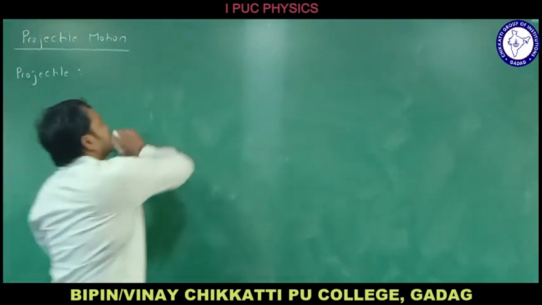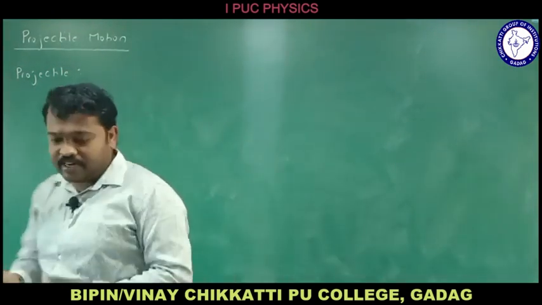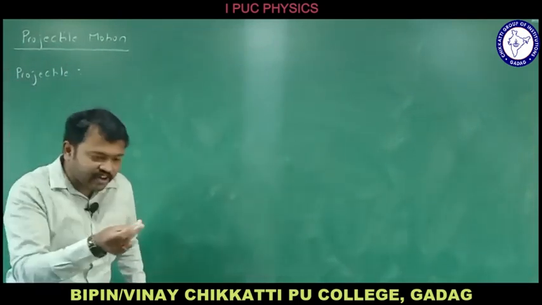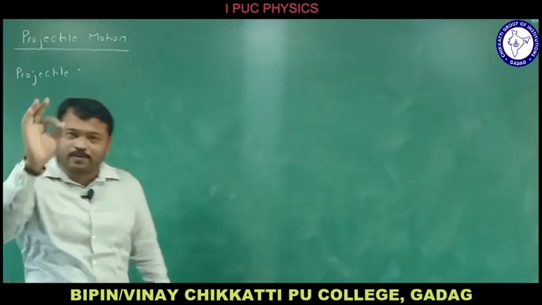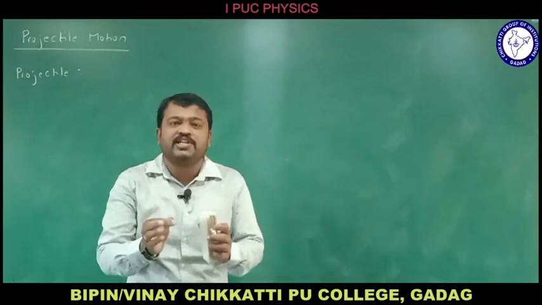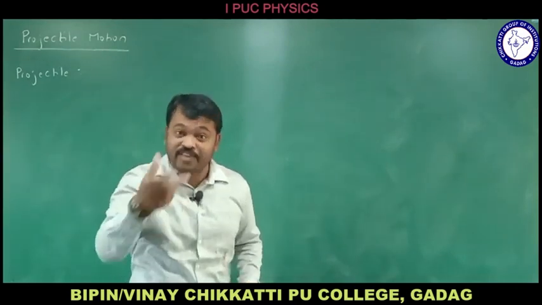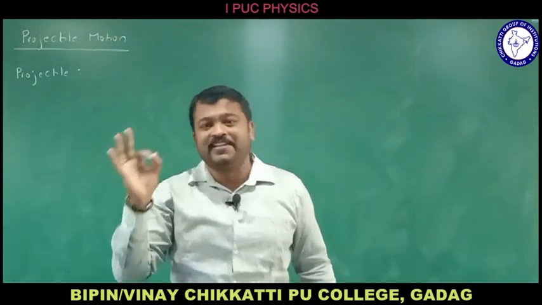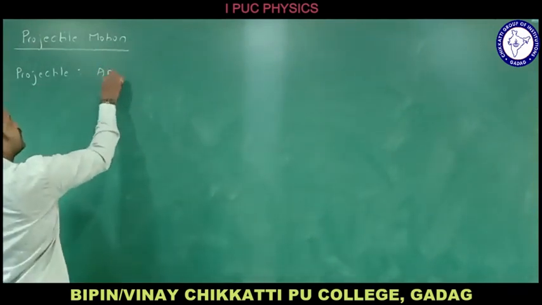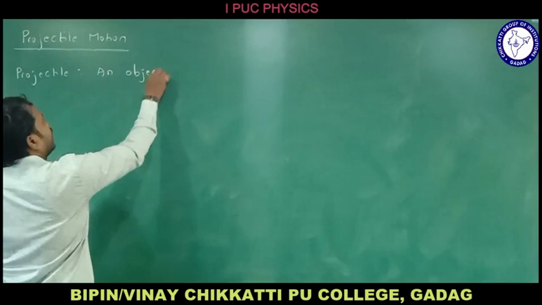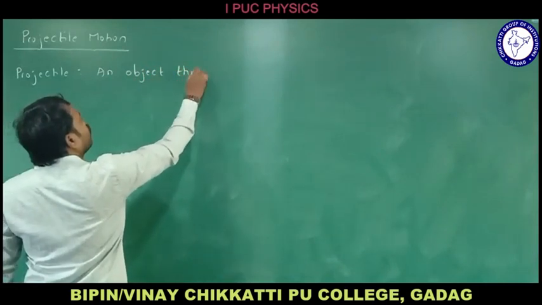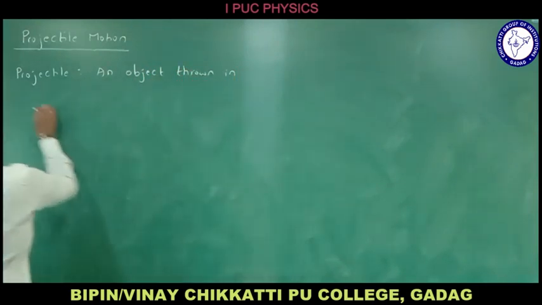Projectile is like this, right? For example, if I'm considering this is an object, whenever I throw this object, that object becomes a projectile, right? So an object which is thrown in air is called a projectile. Let me tell you like this: projectile is an object thrown in air.